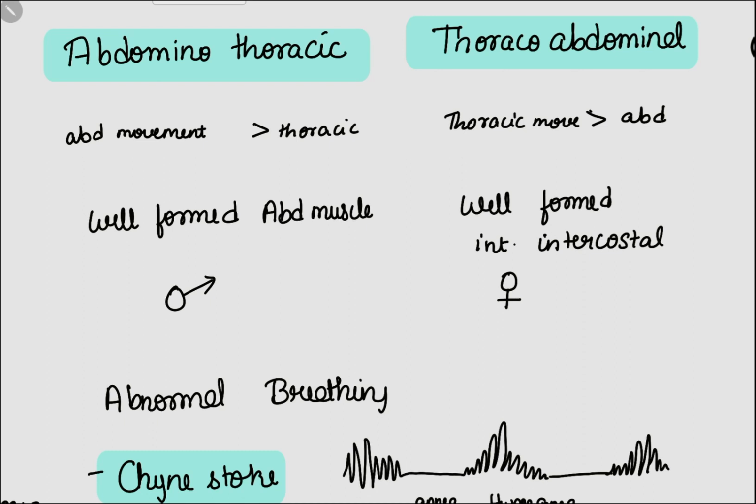Then types of respiratory movement: abdominothoracic, thoraco-abdominal. In abdominothoracic, we place both the palms of the hand, one on the abdomen, one on the thorax. Abdominal movement of the hand is more than the thoracic movement. It's indicative of well-formed abdominal muscles, and it is predominantly seen in male. In thoraco-abdominal, thoracic movement is felt more than the abdominal. It's predominantly seen in female, and it indicates well-formed internal intercostal muscles.